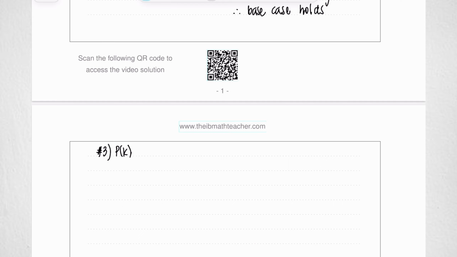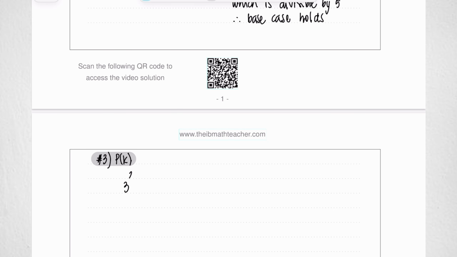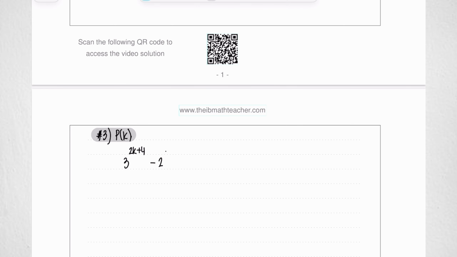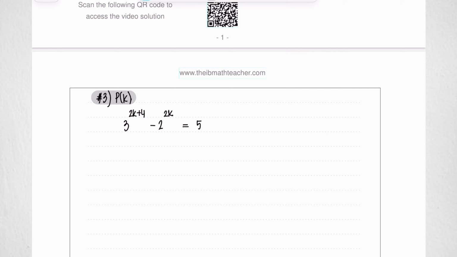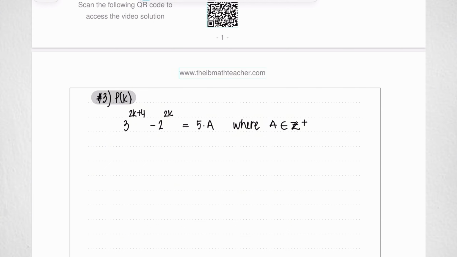Now let's jump to step number 3, which is the inductive hypothesis, also known as P of k. We are going to assume that 3 to the 2k plus 4 minus 2 to the 2k, so replacing our n's by k, is divisible, or it's a multiple of 5, meaning that it can be written as 5 times some integer. So we're going to define capital A as a positive integer. And it's also very important to say that we're assuming that this is true for some positive integer k.